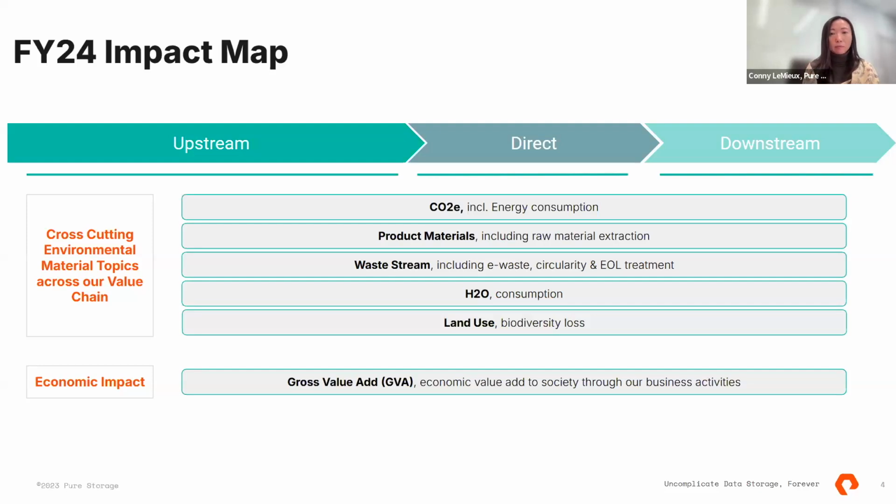And it was a ton of work, but we first did our materiality assessment across our value chain. So what I'm sharing with you here is, when we did our materiality assessment, we looked at these cross-cutting environmental topics of carbon, product materials, waste, water, land use. These were, for our company, what we really wanted to measure. And with the impact accounting framework, there's the gross value add.